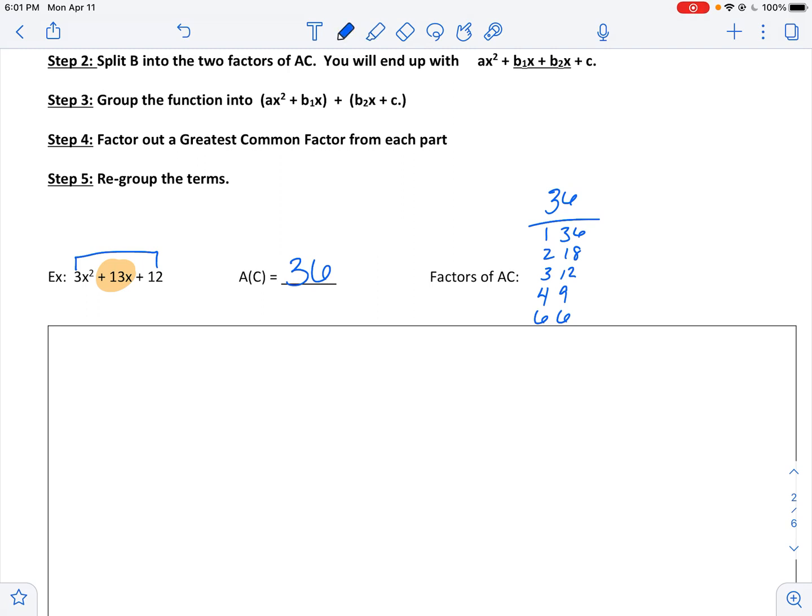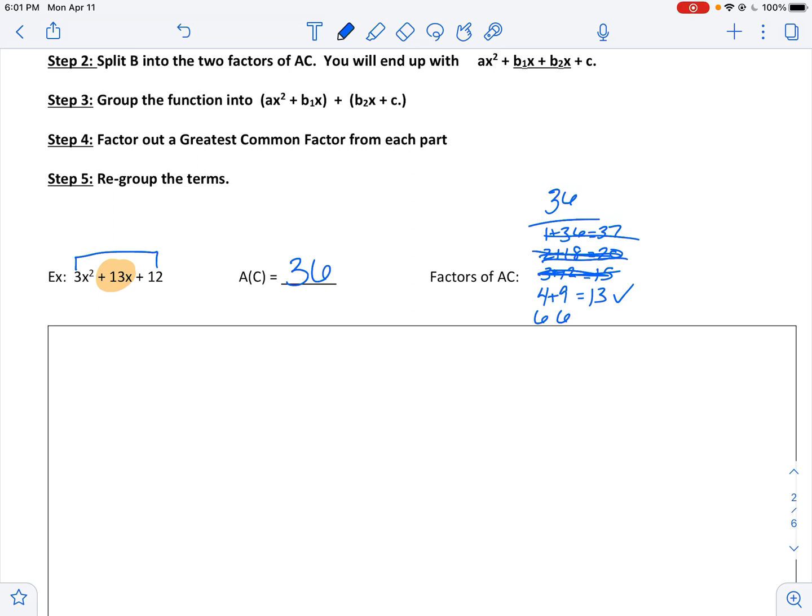1 plus 36 would get me 37, so that does not work. 2 plus 18 gets me 20, that does not work. 3 plus 12, we're getting closer, that's 15, still doesn't work. 4 plus 9 would get me 13, that's what I wanted. I want 4 plus 9. So I want 4 positives and 9 more positives to make 13 positives.